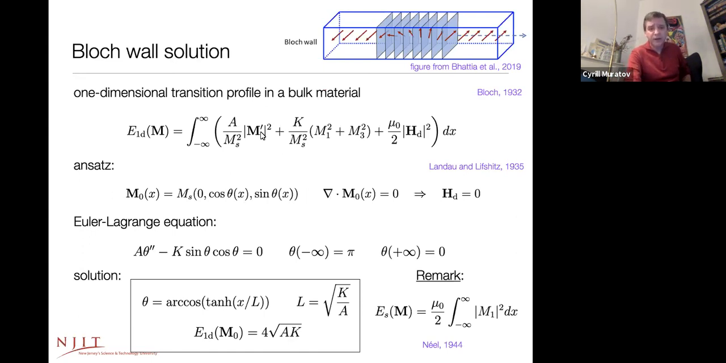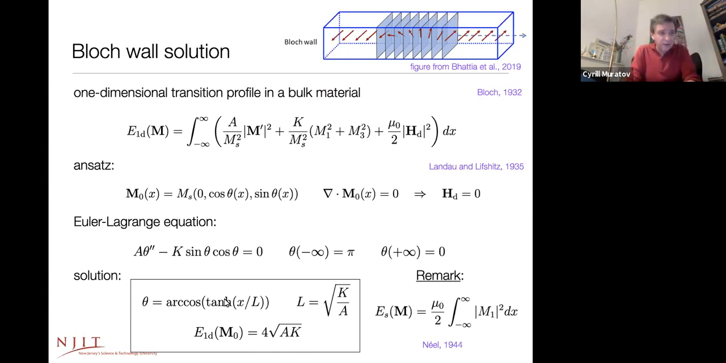And so plugging in this ansatz, that obviously minimizes the magnetic field term. Plugging in the ansatz, one could then minimize. One obtains the Euler-Lagrange equation, whose solution is this simple expression. Okay, and so the physicists are done and happy in this case. So this is the Bloch wall profile.